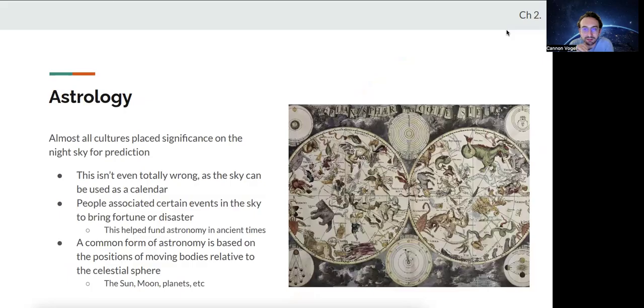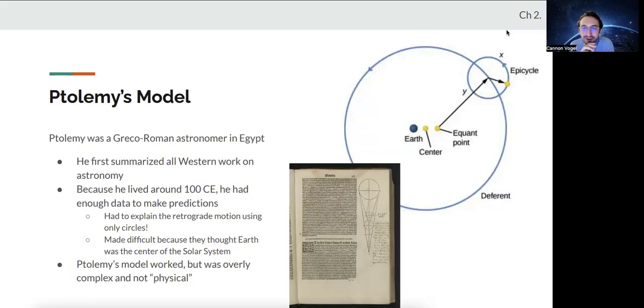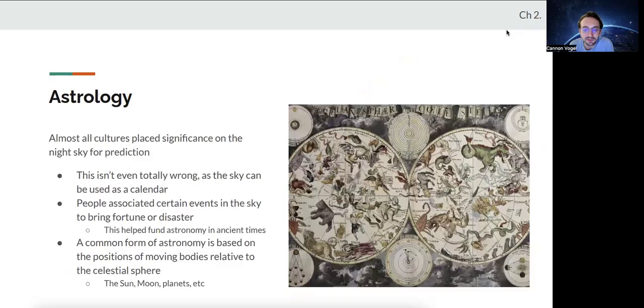And so, okay, we're going to put a pin in that. So we're going to put a pin in Ptolemy for now. We're going to talk more about the development of astronomy as a science a little bit later. But I do want to spend some time talking about astrology because it is relevant to astronomy.